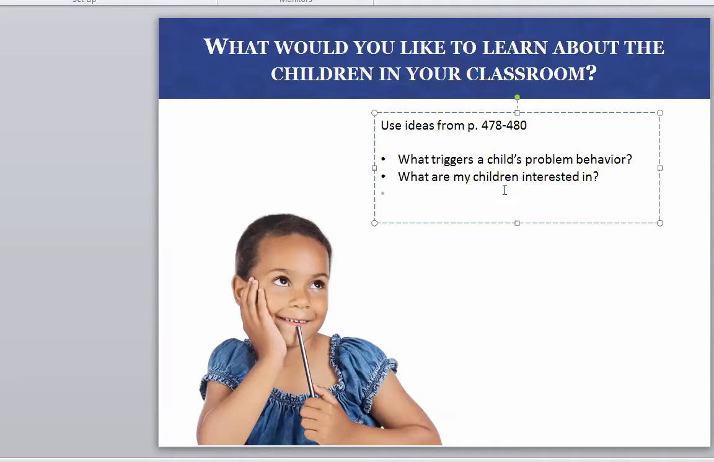The second example here is, what are my children interested in? Because one of the things that we should be doing in a classroom is teaching lessons that include what children are interested in. So looking at this list, what kinds of things would you observe for in your classroom?